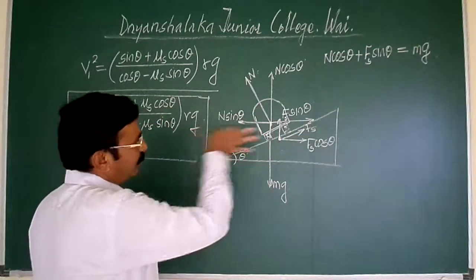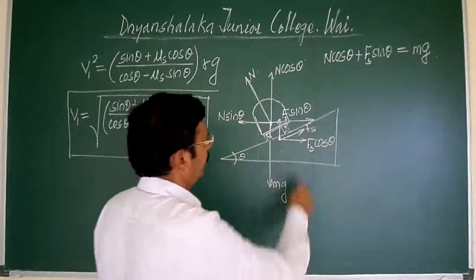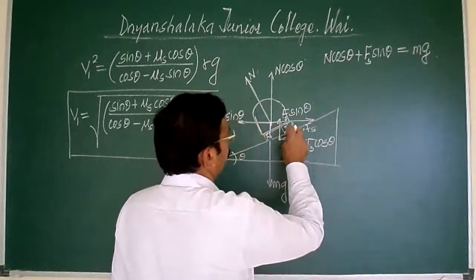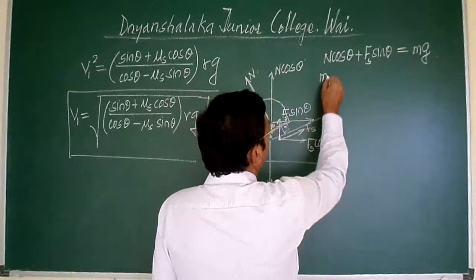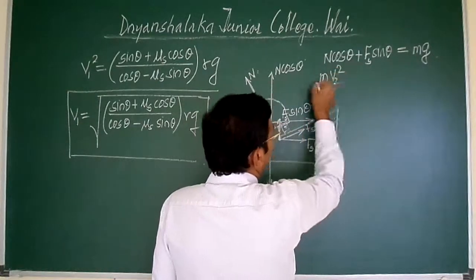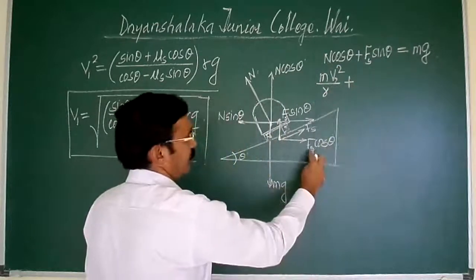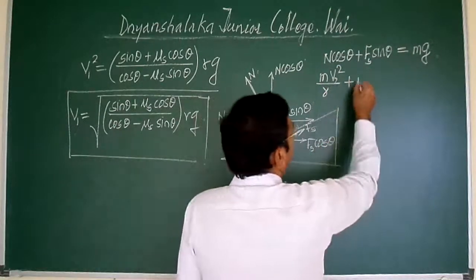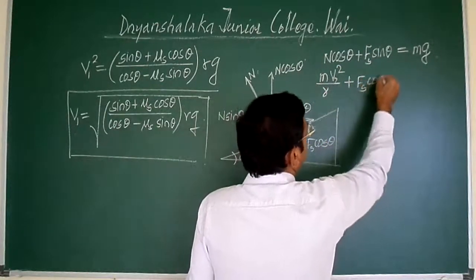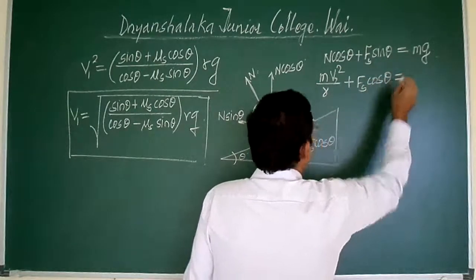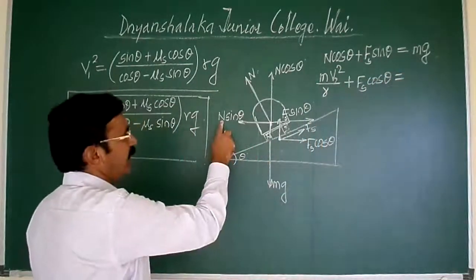The two forces acting on the right hand side, one of the forces m v2 square upon r plus Fs cos theta, and this is balanced by n sin theta.